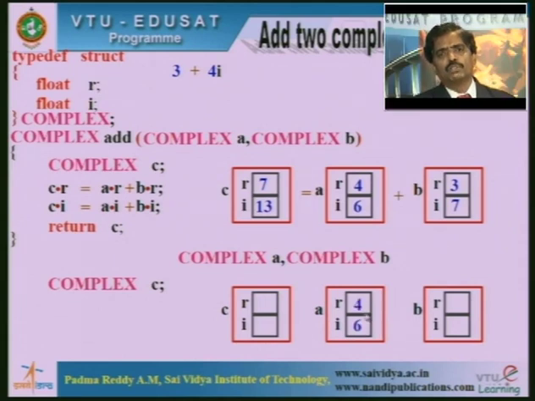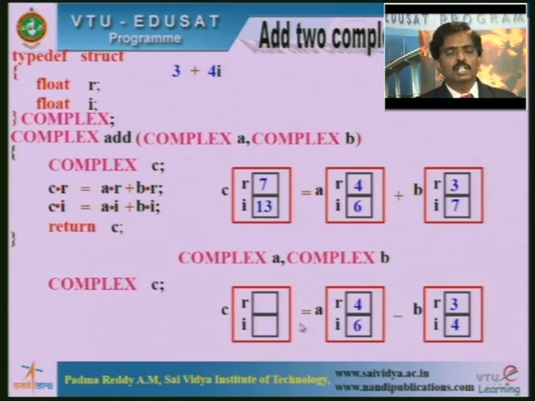Let me store 4 and 6. This represents 4 plus 6i. And let me write 3 and 4. This is 3 plus 4i. So 4 plus 6i minus 3 plus 4i. So let me compute the subtraction.